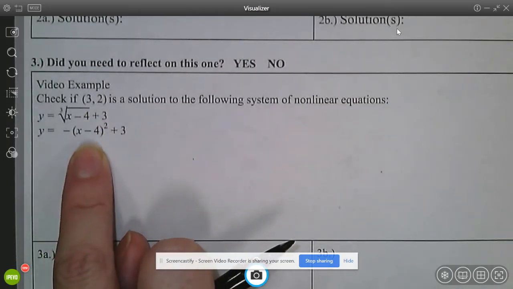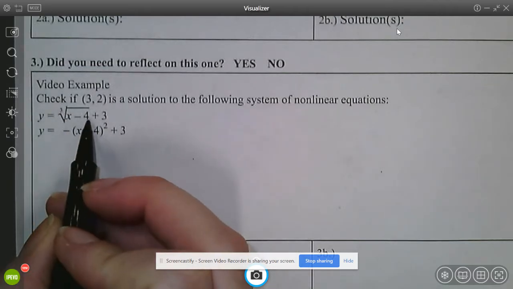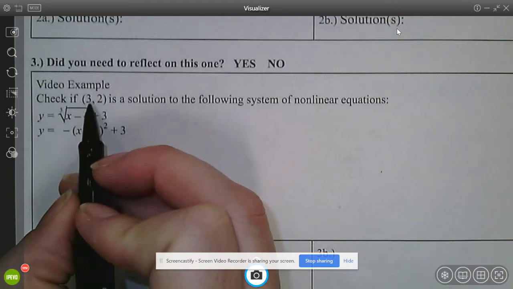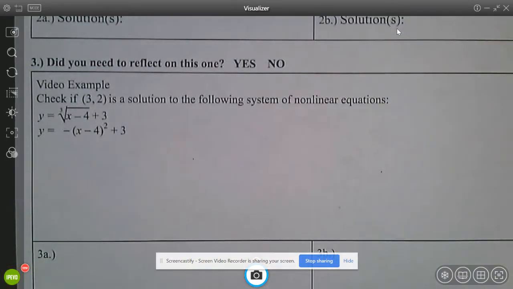I had a couple of people ask me during the test how to put cube root into the Desmos. You don't have to do that. This is providing you with an answer. And actually in the test, it was providing you with a bunch of work. You just had to find the error if there was one.